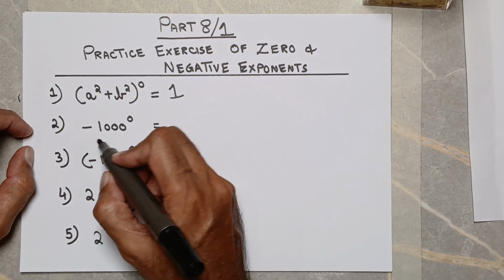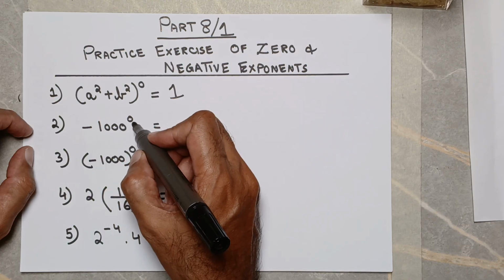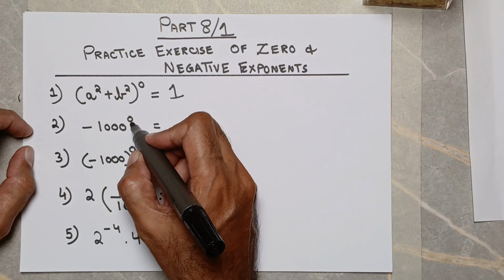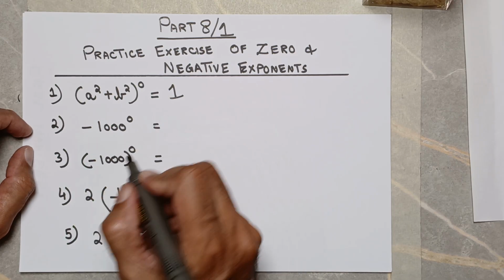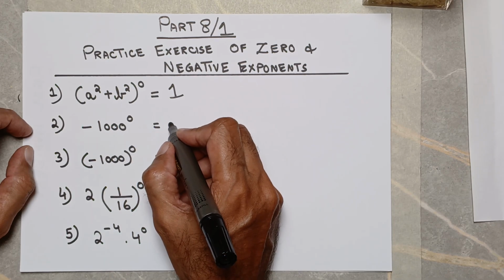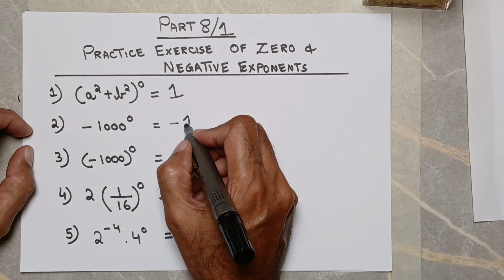Now, in the second question, we have minus 1000 raised to the power 0. So this 0 applies to this 1000 only, not to this minus. So we will simply write it as minus 1.